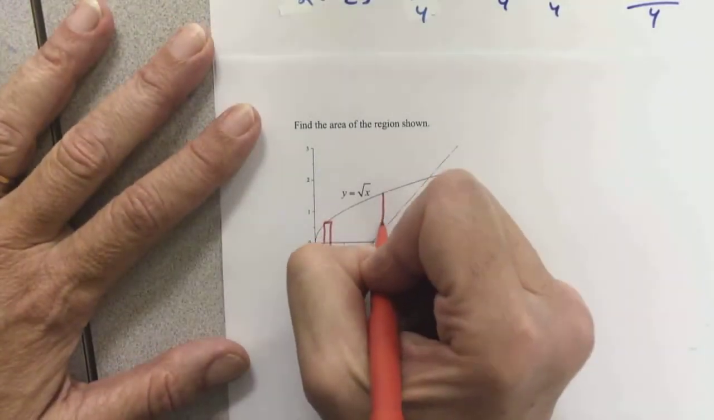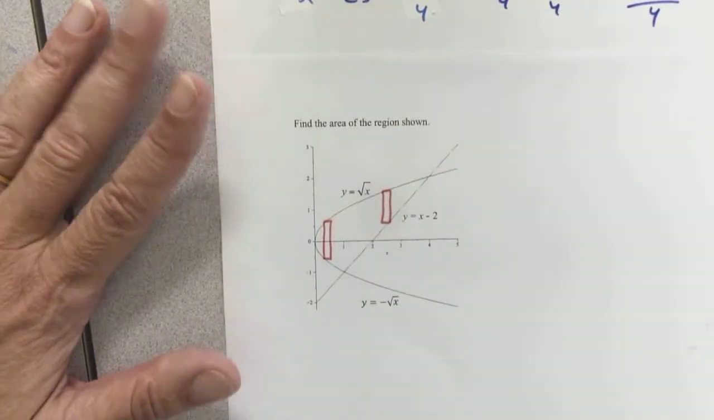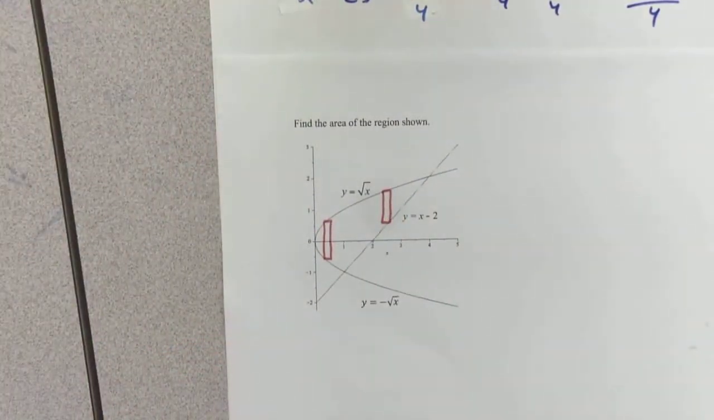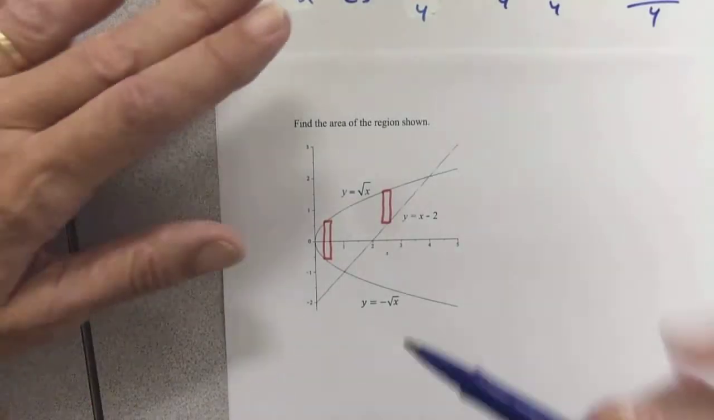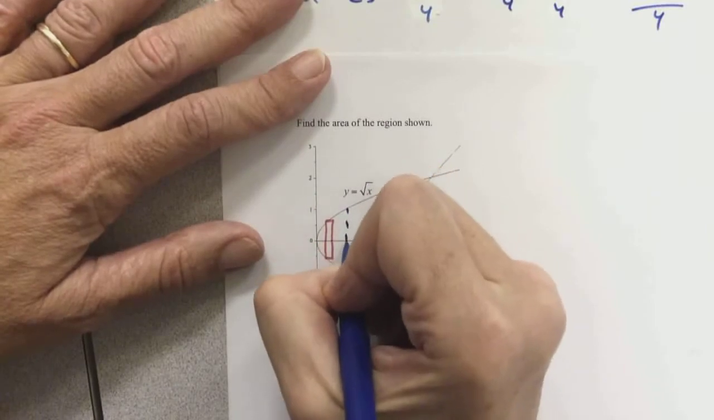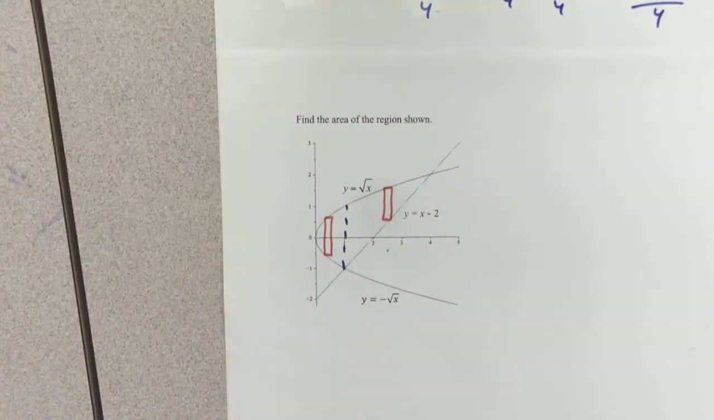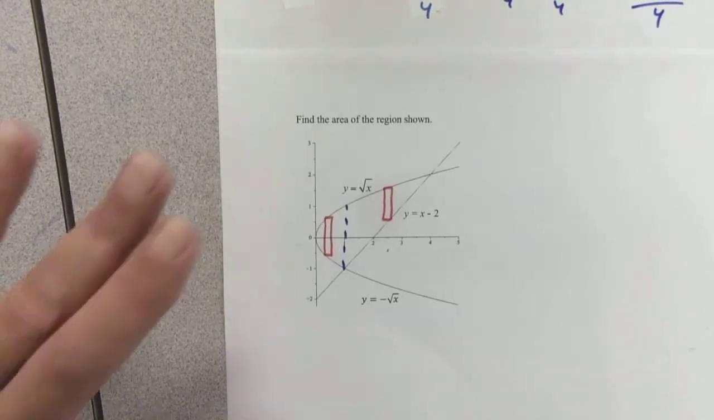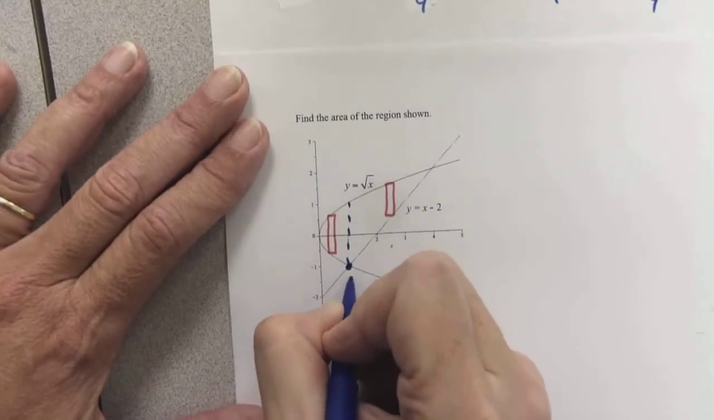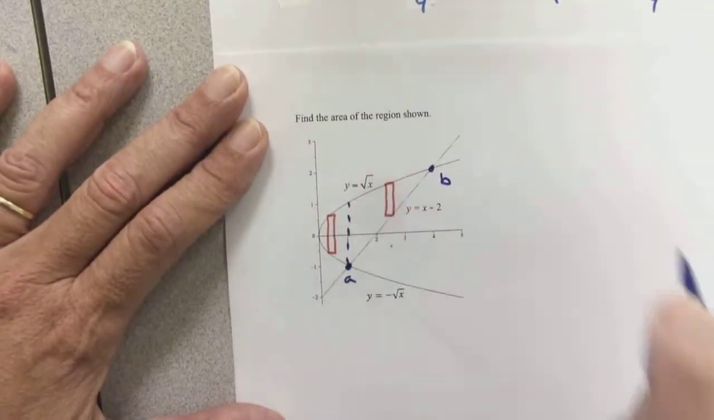Over here, top and bottom is the upper branch of the sideways parabola, and then the diagonal line. Where things switch, right there. And so it is going to be two integrals. And I need to know that point and that point.